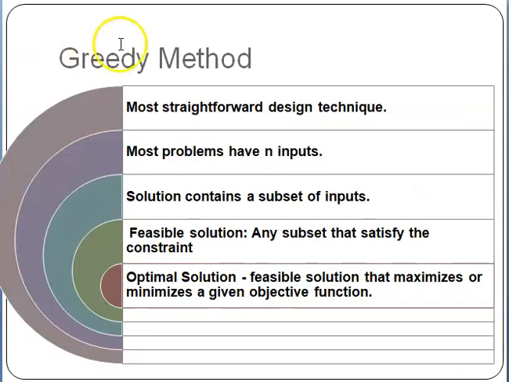So greedy method is a very straightforward design technique, very easy to understand. It will have n inputs always. The solution will contain a subset of inputs. Generally, it is not possible to select all the items, so you are going to select a subset of items. Then a feasible solution is any subset that will satisfy the constraints. Suppose my plate size is 2 slices, then any composition in which 2 slices or less than 2 slices are getting selected, that is a feasible solution.